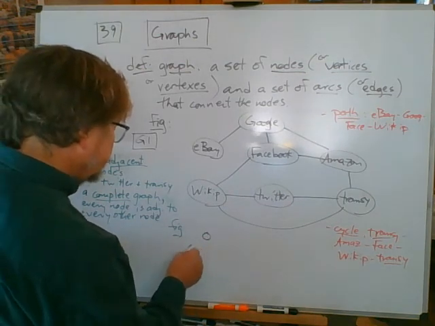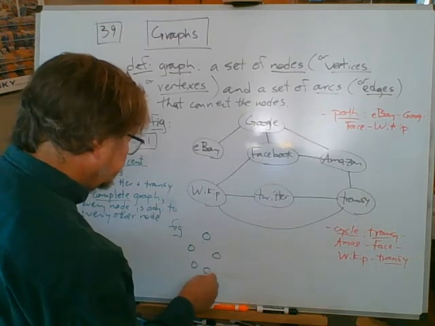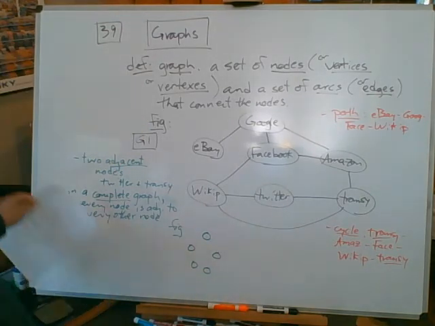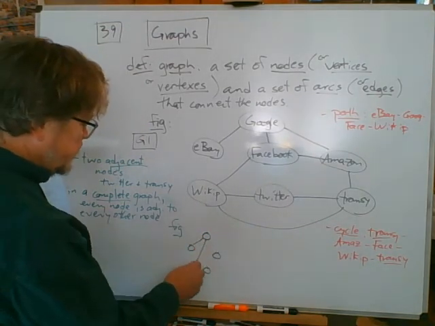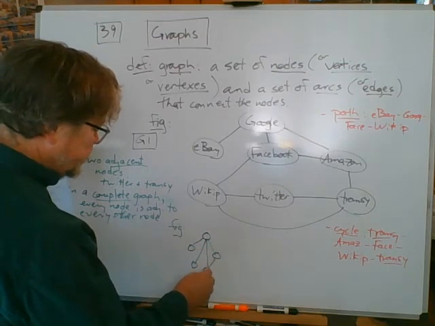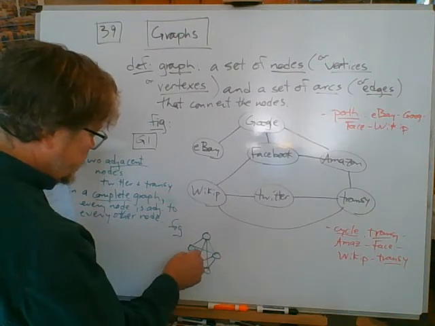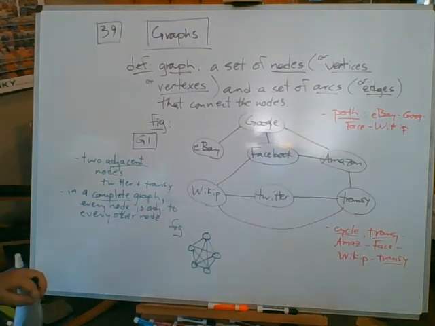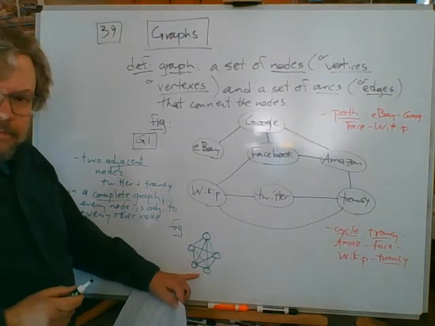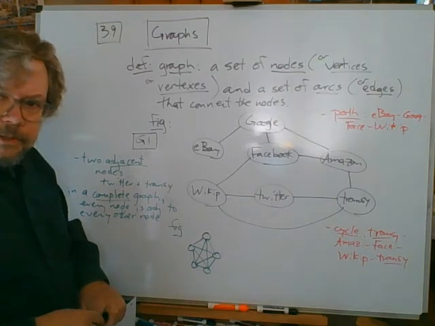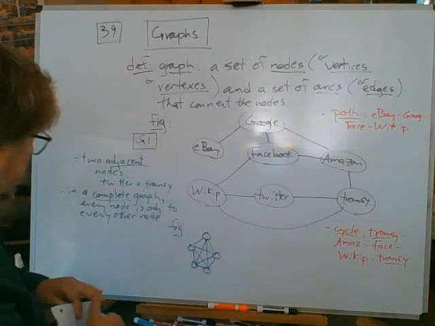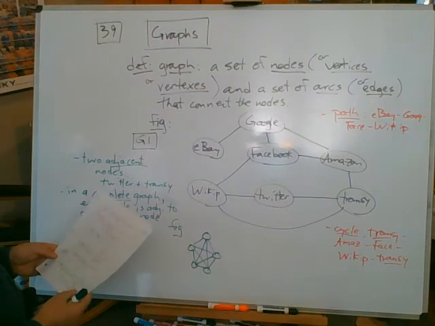Here's 5 nodes. And if it's a complete graph, every node's adjacent to every other one. There's an arc between every pair of nodes. And look, we have a Christmas decoration. This is 5 nodes with arcs from each node to every other node. And I don't know what else to say about a complete graph.